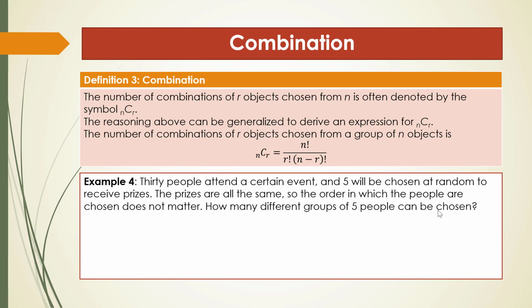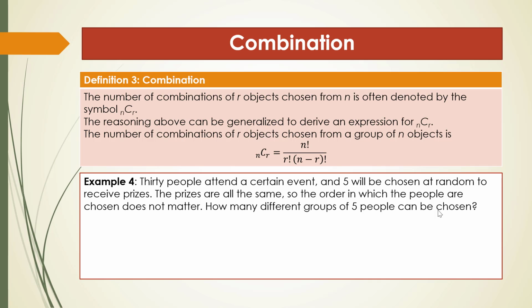Example 4. 30 people attend a certain event, and 5 will be chosen at random to receive prizes. The prizes are all the same, so the order in which the people are chosen does not matter. How many different groups of 5 people can be chosen?